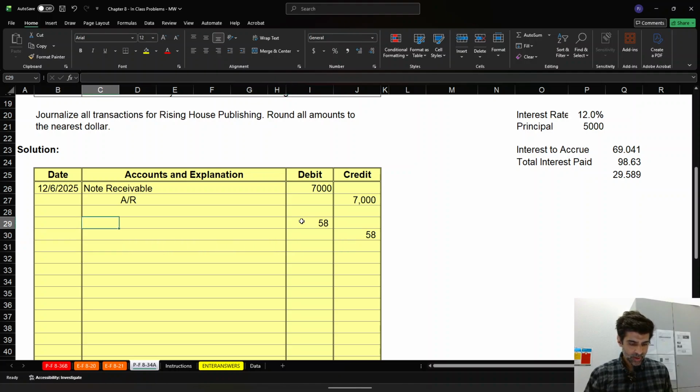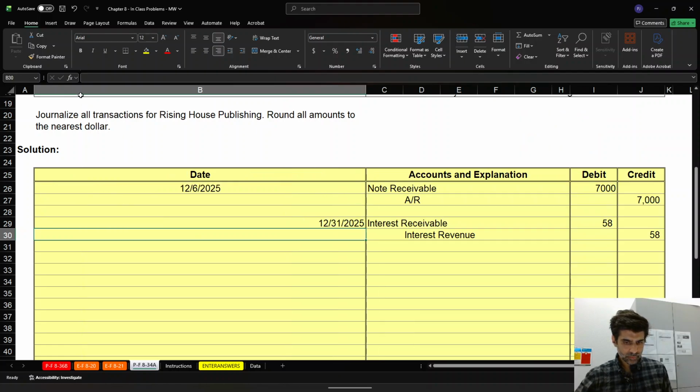Okay, and again, I'm going to have interest receivable and interest revenue. This is an adjusting entry, so it's going to be dated at the end of the year.